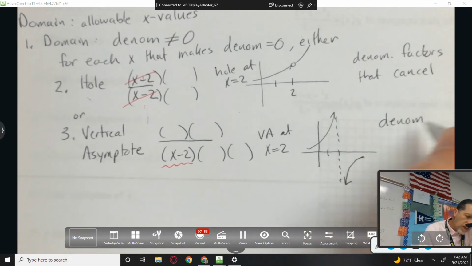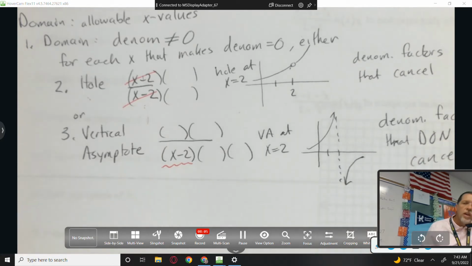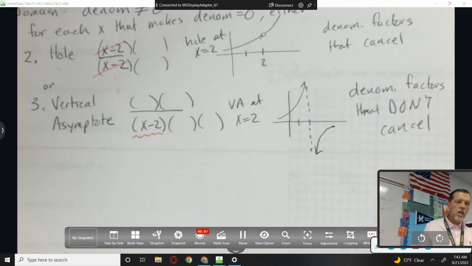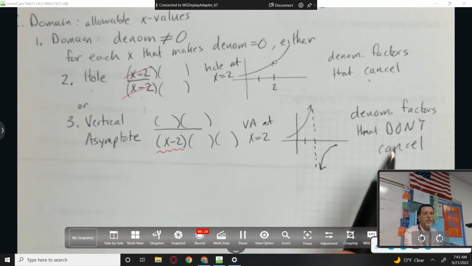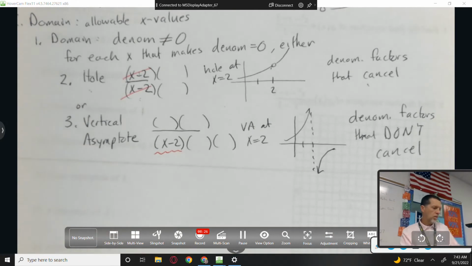And again, to say it a different way, denominator factors that don't cancel. So if it's a factor at the bottom, it's a domain problem. If it's a domain problem, then it's either a hole or a vertical asymptote. If it cancels, there's a hole. If it doesn't cancel, it's a vertical asymptote.